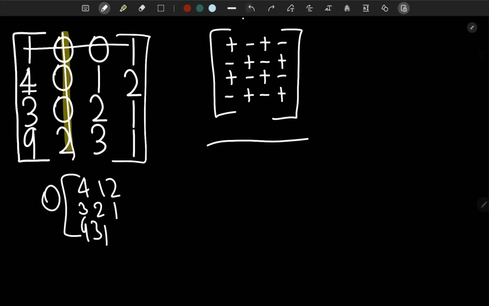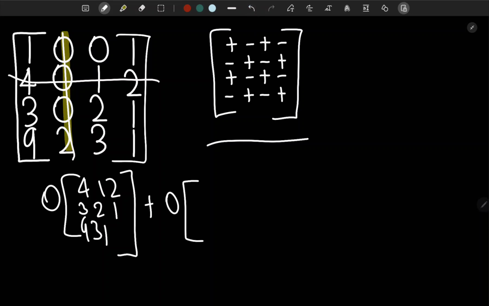And now moving on in that column, let me just remove this now. So now there is another 0. Now we need to cross this column and this row for this 0. And the sign for this 0 is going to be positive. So plus 0 into, now we write the matrix that is left after crossing the row and column. So here we will have 1 0 1. This row is cancelled out. So we have 3 2 1 and 9 3 1.